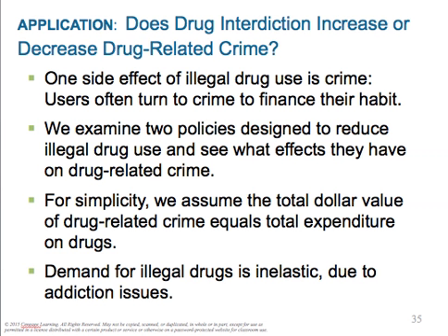Here, we're going to talk about whether drug interdiction increases or decreases drug-related crime. One side effect of illegal drug use is crime. Users often turn to crime to finance their habit. We examined two policies designed to reduce illegal drug use and see what effects they have on drug-related crime. For simplicity, we assume that the total dollar value of drug-related crime equals the total expenditure on drugs. And then the demand for illegal drugs is inelastic due to addiction issues. People have to have their fix.